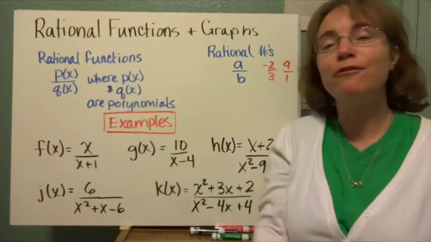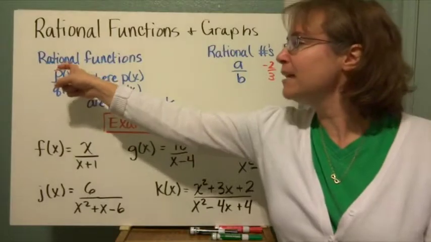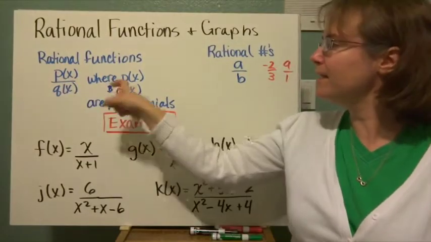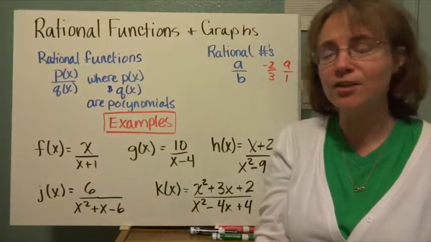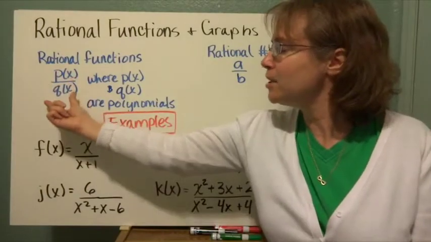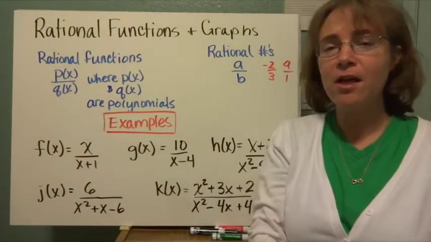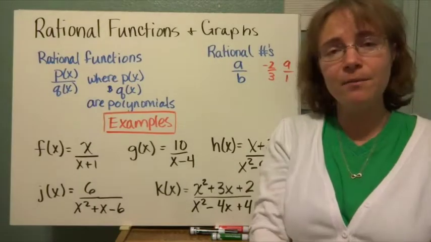Now we can have rational functions as well, where we have p of x over q of x, where p of x and q of x are polynomials. So instead of just numbers, we can have polynomials. Now those polynomials can be of any degree. They can even be a constant.